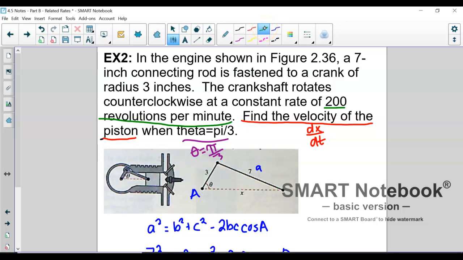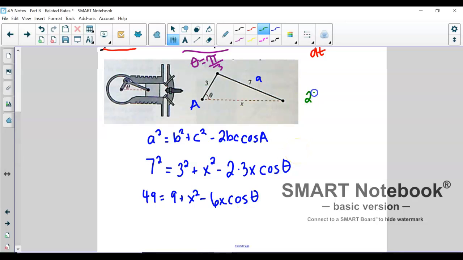And so let's go back to this crankshaft rotating. So the crankshaft rotates at a constant rate of 200 revolutions per minute. Well, that's how fast d theta, that's our d theta dt, but it's given to us in revolutions per minute. It's not given in radians. So if we think about what is happening here, if we've got 200 revolutions per minute, each one of those revolutions is a complete trip around the whole circle. So for radians, that would be 2 pi radians. So if we multiply this by 2 pi, then we're going to get 400 pi radians per minute.